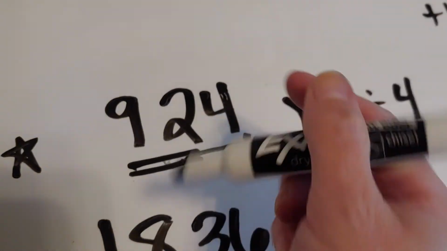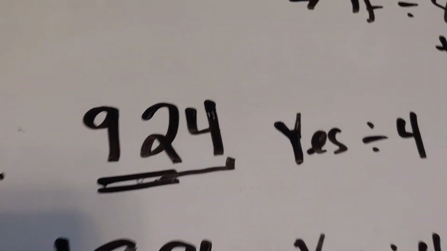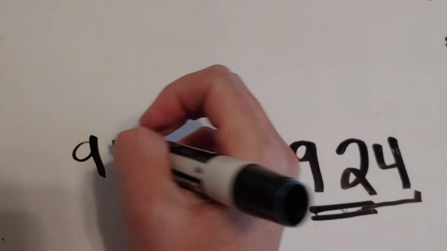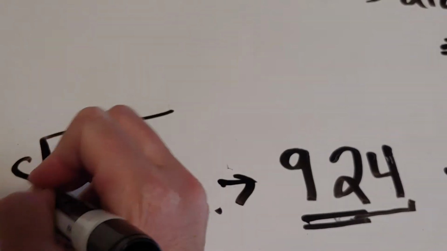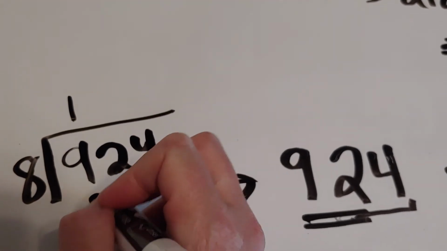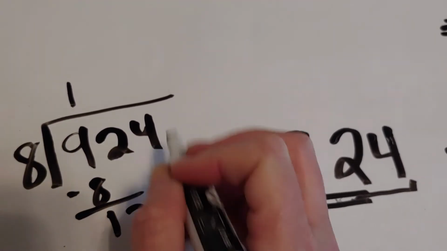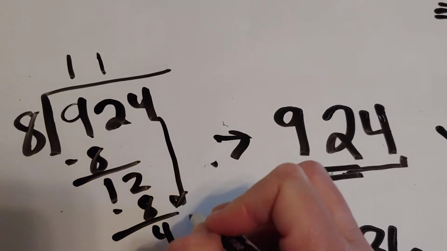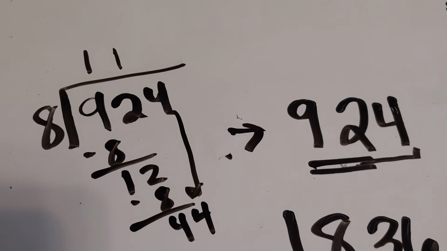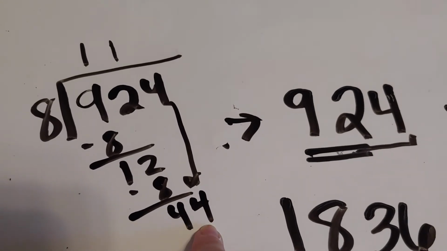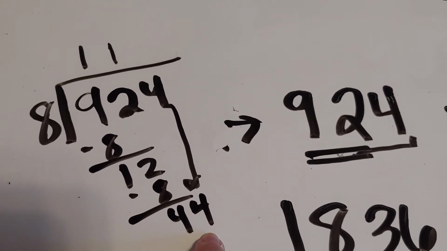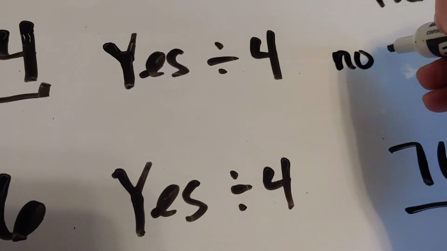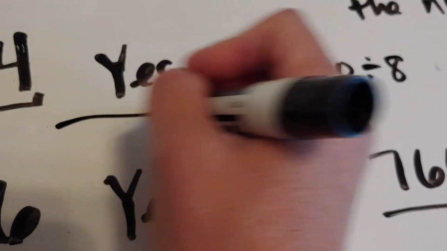Well, let's go back to our 924. The only way I'm going to know if this is divisible by 8 is to actually divide it. So I would have to go 924 divided by 8. It goes in once. Goes in once again. And then it looks like it's not going to work. This would need to be a multiple of 8, so this would need to be 40 or 48, and this is not happening. So this is a no. This is not divisible by 8.